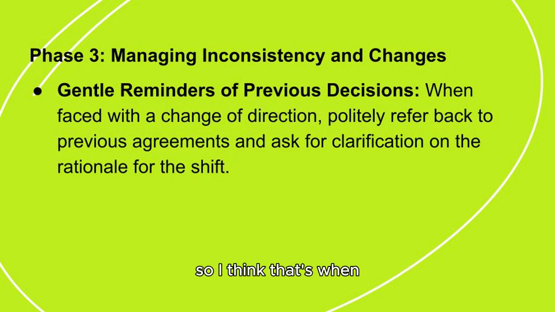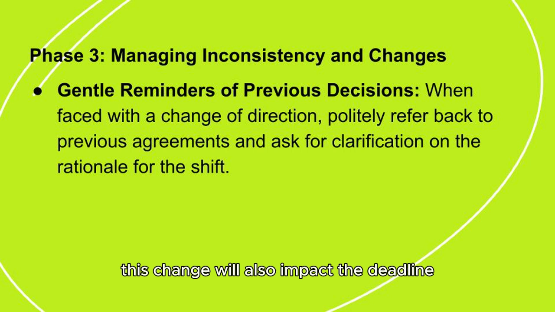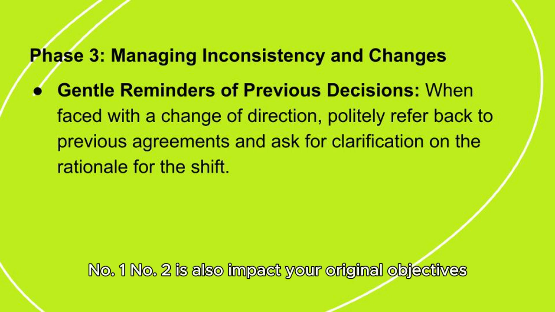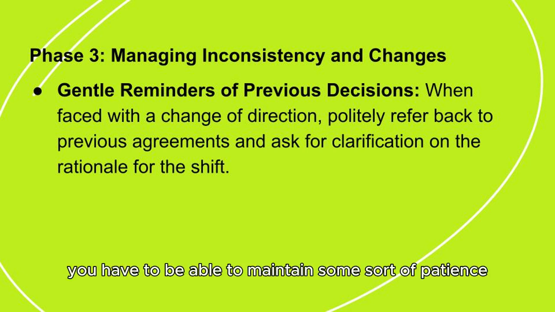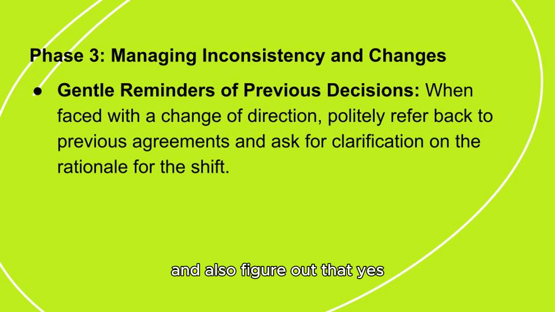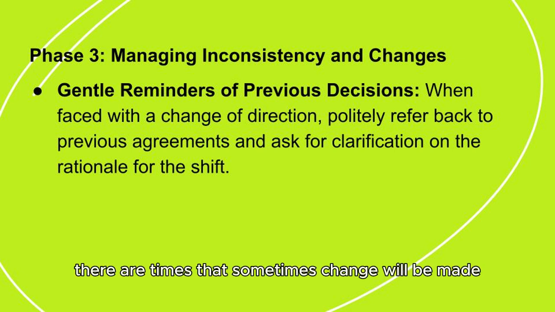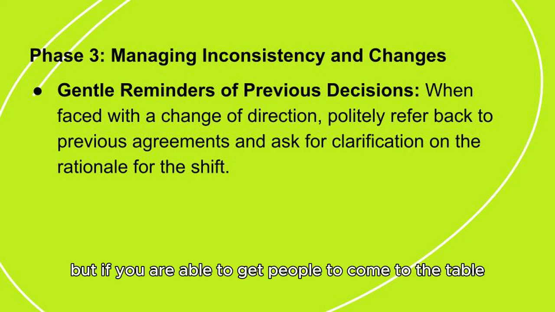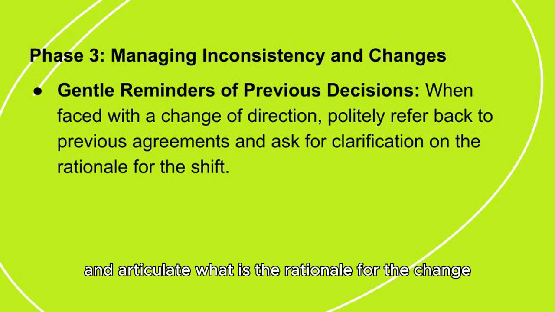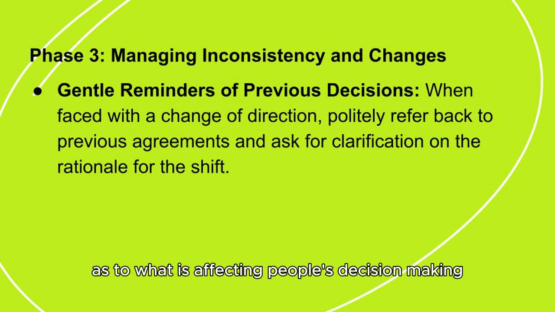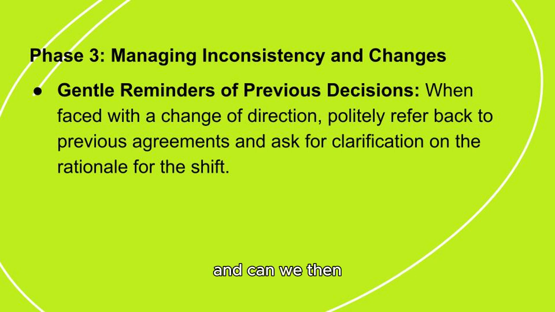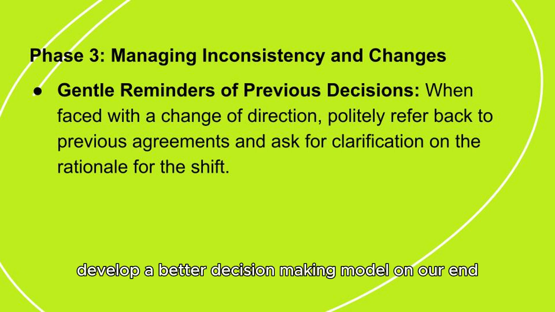So I think that's when this change will also impact the deadline, number one. Number two is it also impacts your original objectives. And part of this, I think it's tricky, is that you have to be able to maintain some sort of patience and also figure out that, yes, there are times when change will be made, but if you're able to get people to come to the table and articulate the rationale for the change, then I realize that maybe as a team we get better insight into what is affecting people's decision making, and can we then develop a better decision making model on our end.